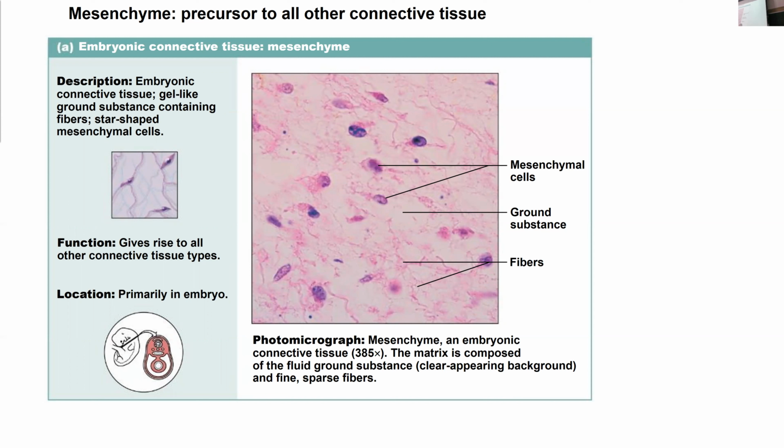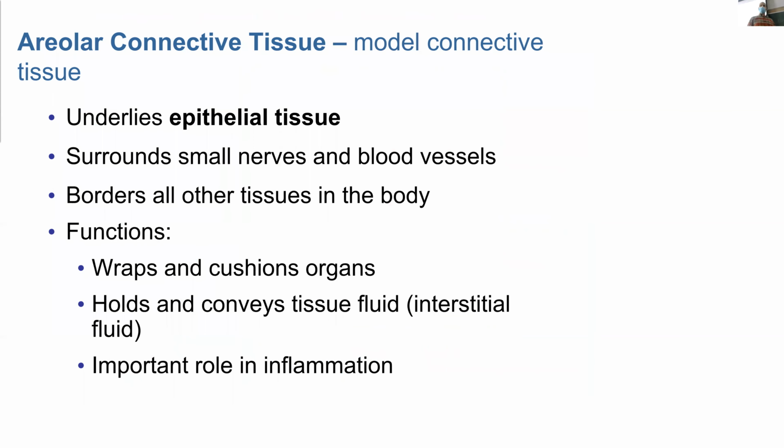I shouldn't say that. Let me back up. Primarily in embryos. You actually do have some mesenchyme later in life still that can be essentially stem cells for other connective tissue cells. But mostly we find it in the embryo, and it gives rise to all of these other wonderful connective cells I'm going to talk about. And the first of those is what's called areolar connective tissue.